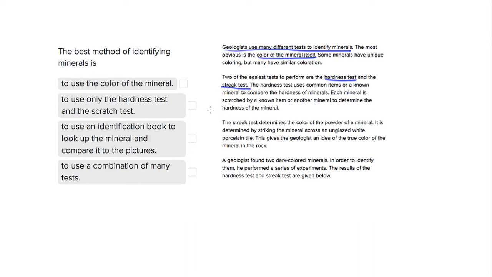The fact, though, that geologists use many different tests, and that we're performing two easy tests on these two minerals in this passage, would probably point to the fact that we need more than one test. So let's look at our choices.